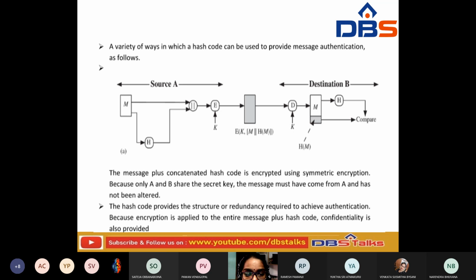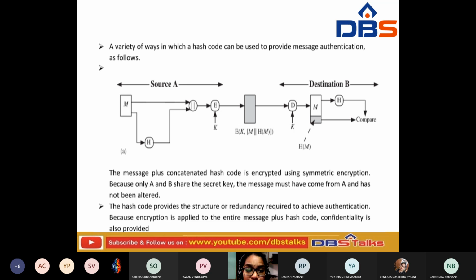The message to which we concatenate the hash code is encrypted using symmetric encryption, because only A and B share the secret key. The secret key that has been generated should be shared by only A and B, because A is the sender and B is the receiver. Between these two persons, they have to share the data. So whenever the encryption is symmetric, because only A and B share the secret key, the message must have come from A and has not been altered.